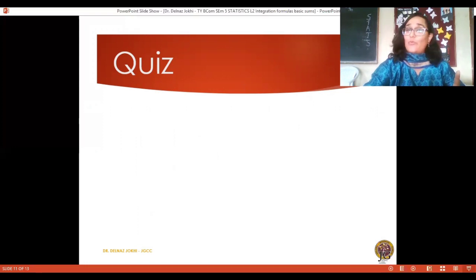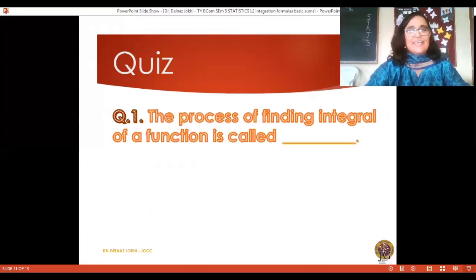Thank you for learning. Now it's quizzing time. All right, take a paper and pen. Please write down question number 1. The process of finding integral of a function is called dash. Come on, 10 seconds. What's the answer? The process of finding integral of a function is called integration. Very good. Perfect answer. I revised also in the starting of this lecture. Remember, integration is the answer of quiz question number 1.